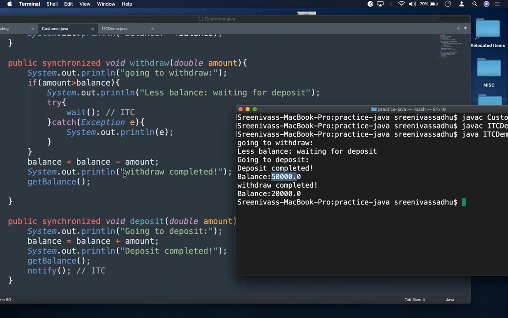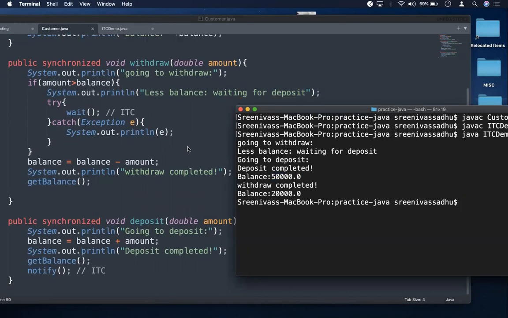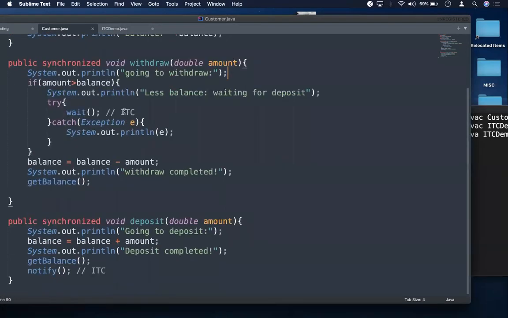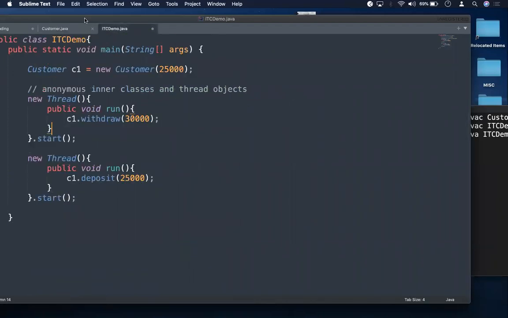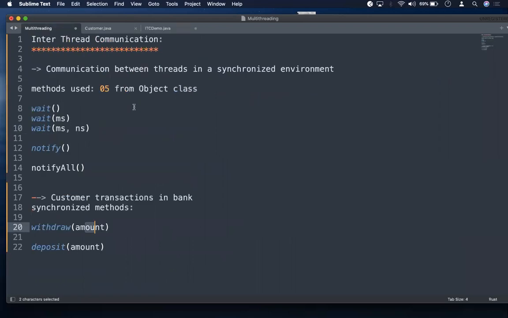Since the balance is 50,000, we can withdraw now, right? So here it continues: balance equals balance minus amount. So 50,000 minus the amount asked, 30,000, leaves 20,000 as the balance, and withdraw completed, right? So this is how threads communicate with each other with the help of these methods. The methods are defined in the Object class, the superclass of all Java classes, and we have 5 methods.